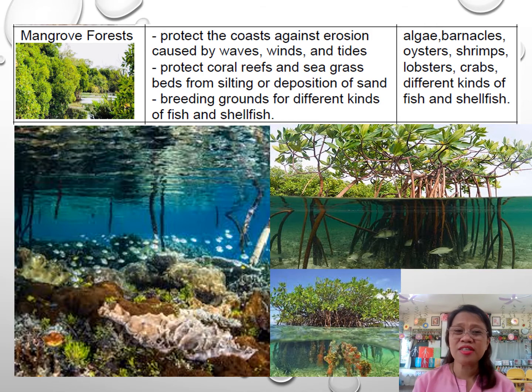Meaning to say, in this area, in mangrove forest, many fishes will thrive there to lay their eggs, because it serves as breeding grounds. Not just only fish, but also shellfish. So what are the organisms found in this area? So we have algae, barnacles, shrimps, oysters, lobsters, crabs, different kinds of fish, and shellfish.